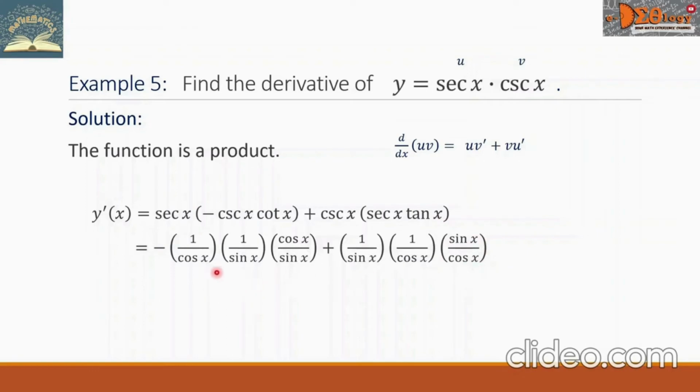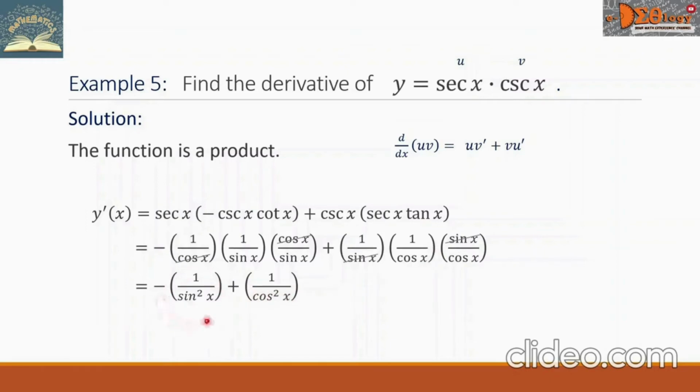We can simplify further. Look at the first group. We can cancel the cosine x respectively. On the second group, we can cancel the sine x respectively. And then we can simplify by multiplying corresponding values. In the first group, we have 1 over the product sine x times sine x. So for the first group, we have the negative of 1 over sine square x, plus the second group, that is 1 over cosine x times cosine x, and that will be cosine square x.